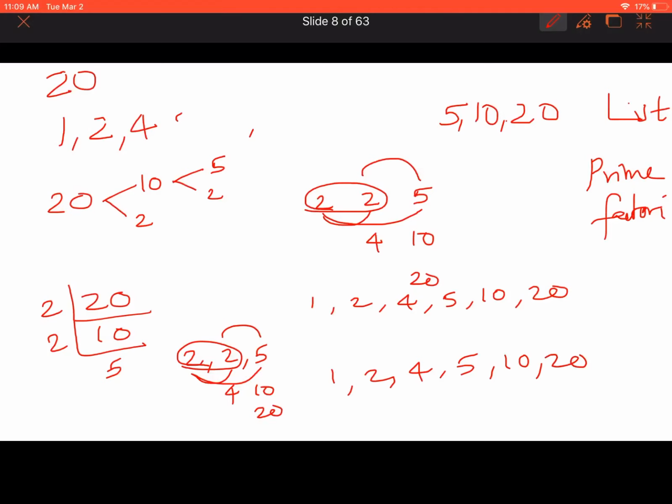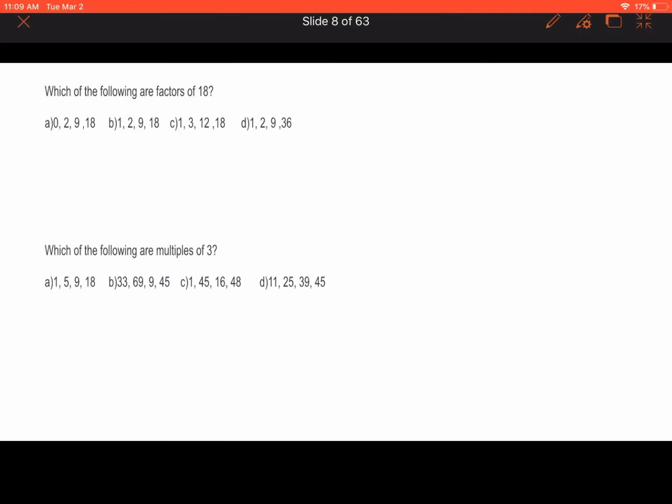But one thing we must always keep in mind is that the factors will not exceed the number that is given. That is, after 20 there will not be any other factors of the number 20. So the maximum is the number itself. Okay, with this idea we'll move on to the next problem.